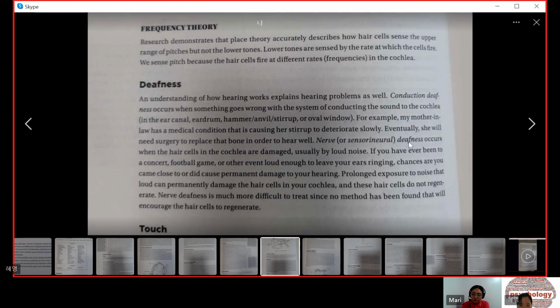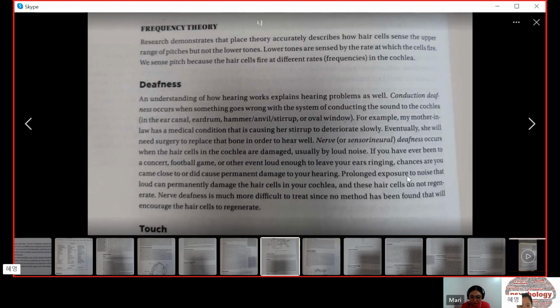Nerve deafness occurs when the hair cells in the cochlea are damaged, usually by loud noise. If you have ever been to a concert, football game, or other event loud enough to leave your ears ringing, chances are you came close to causing permanent damage to your hearing. So be careful about very loud sound.